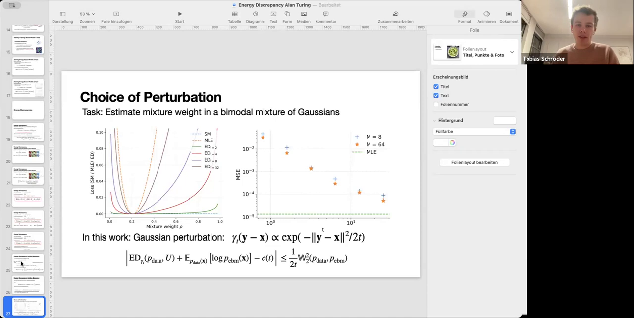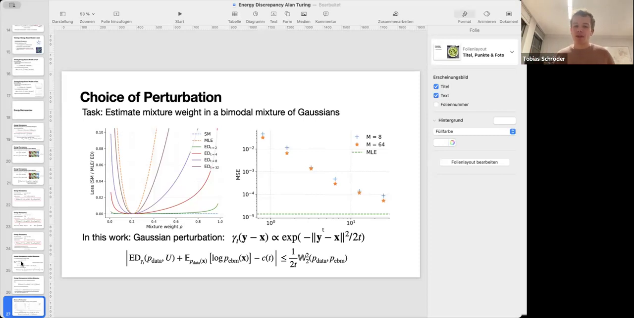To illustrate this point, let's come back to the example where you have a bimodal Gaussian mixture, and you don't know the mixture weight. So you try to estimate which of the modes has more weight. In this case, the true weight is 0.2, so 20% of the mass is in one mode and 80% is in the other. If you use the maximum likelihood loss, you find that it's a really sharp quadratic with a clear minimum at 0.2. While for score matching, as I said, it's basically blind to the mixture weight, so it's just a zero constant function.